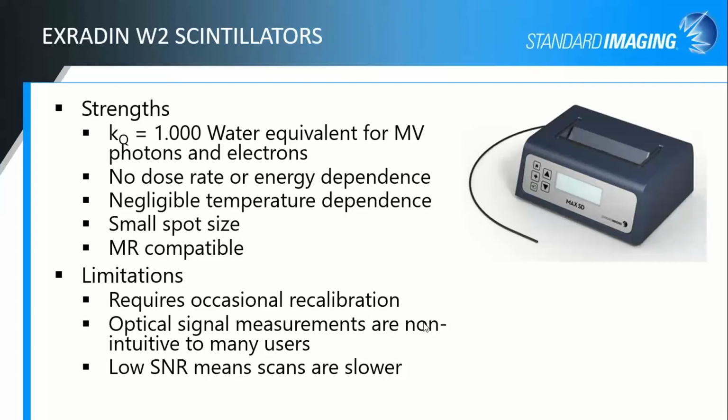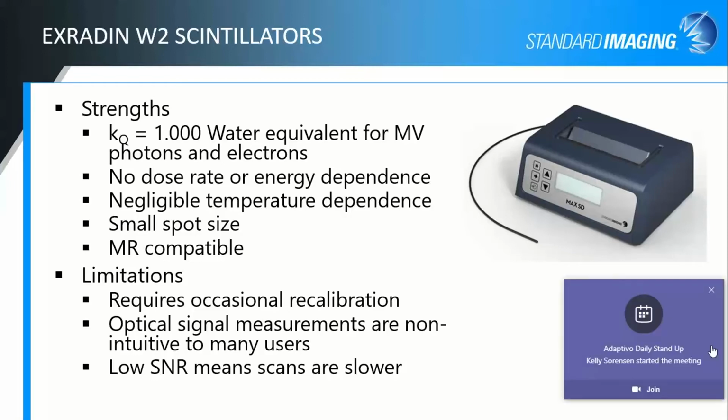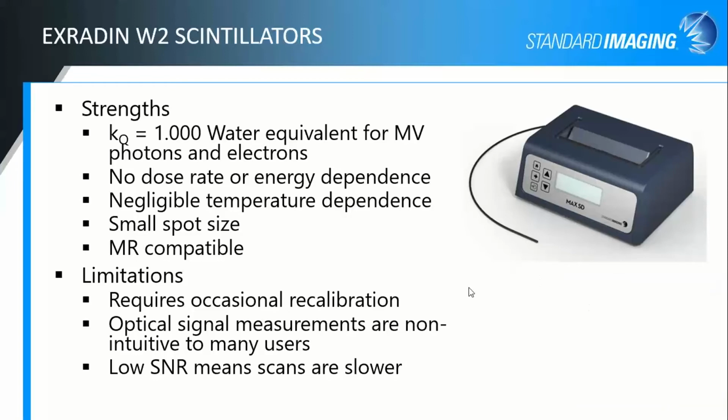Obviously, a very small spot size, especially for that 1 by 1 millimeter detector. Sorry for the pop-ups. I meant to turn those off. And then it is MR compatible. We make slightly longer fibers for MR Linacs in order to make sure that the max SD is outside the 5 Gauss line, but there is no metal, no ferrous material whatsoever in this optical fiber.